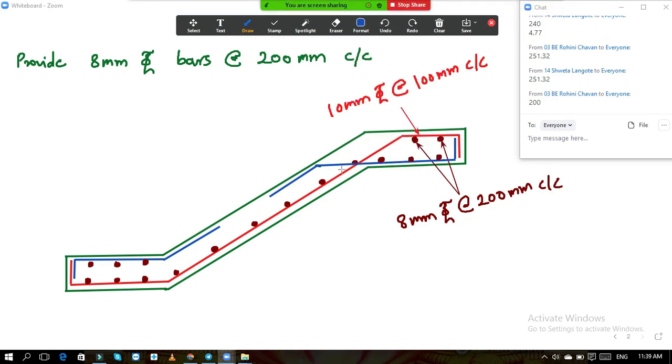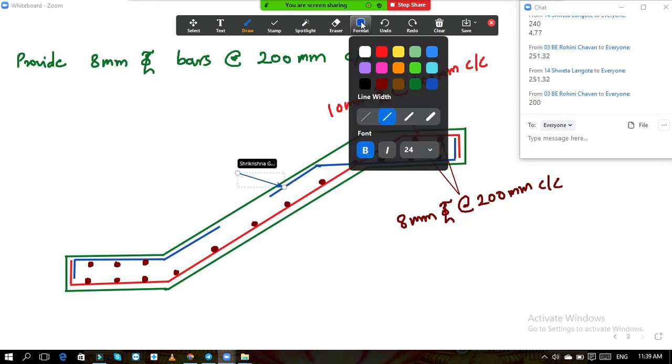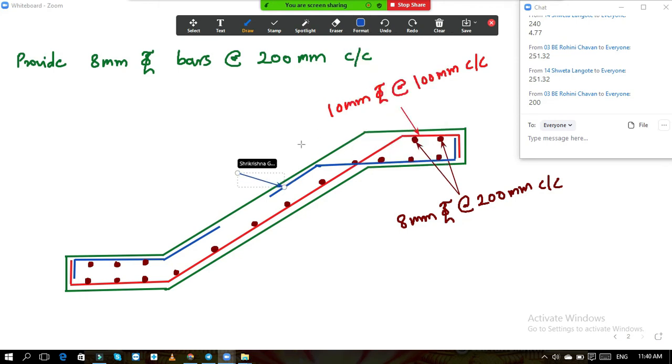This is the important thing today what I have told you. So this bar, if I show arrow over here, what should be this bar? Now what is your main reinforcement? If you see your main reinforcement, it is 10 mm diameter bar about 100 mm center to center.